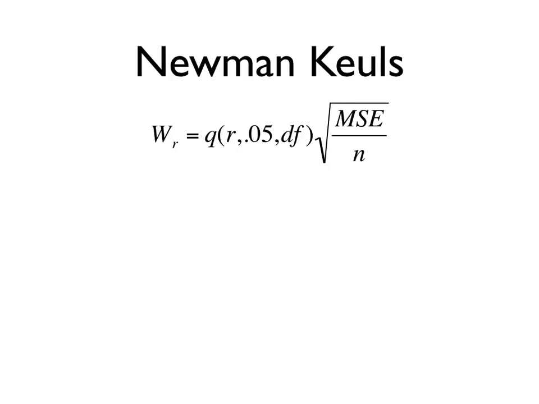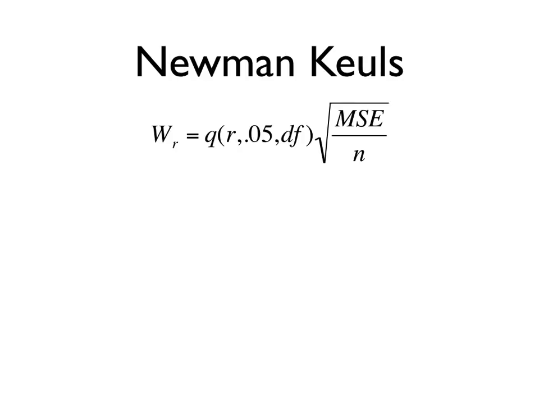You look that up in a table. Then you multiply that times the square root of mean squared error over n. And it gives you this thing called W. It's like, what? W is actually a number. So let's say it gives you the number 6 when you do this calculation. Then you see if any two means differ by 6, they're significantly different. So it's a little bit different than what you're used to.